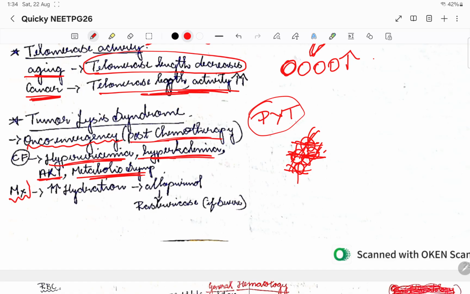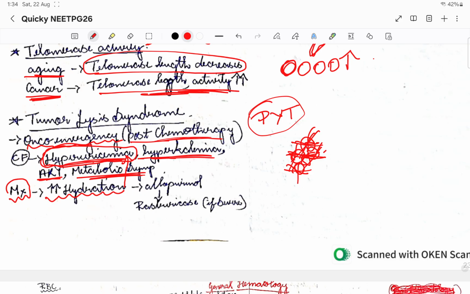Then what is the management? Please increase the hydration, because there is hyperuricemia. This is a toxic material, right? So that is why we have to hydrate and reduce the concentration of the uric acid.